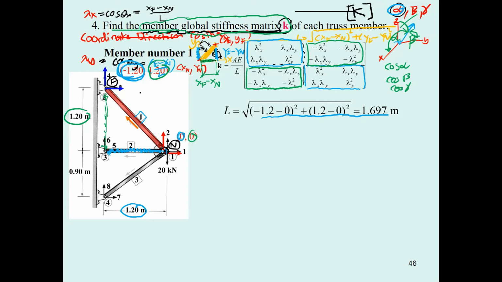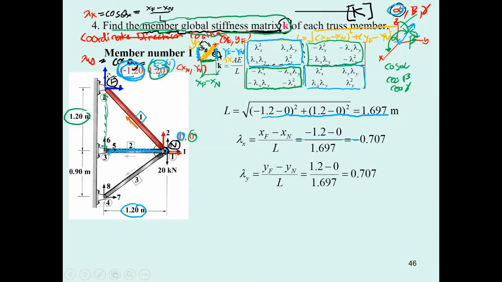Okay, so lambda sub x is going to be x sub f minus 0, so it's going to be minus 1.2 minus 0 over L. Okay, you got this one to be minus 0.707. For lambda sub y, you have the positive one. This is going to be 1.2 minus 0 divided by L. You got this positive, and I should make a note on this.